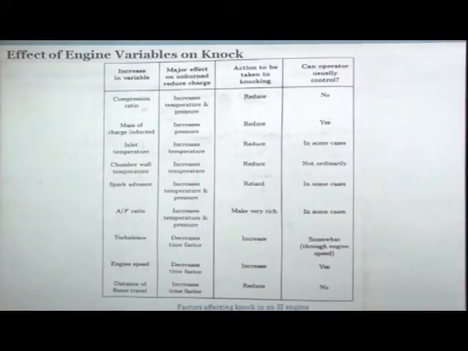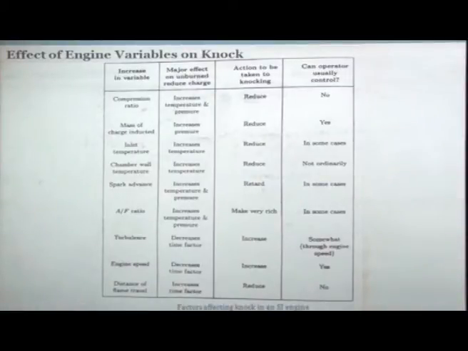Combustion chamber wall temperature. If it is high, then what happens? It will lead to increased temperature at the end of compression, and this will increase the chances of knocking. If you want to reduce it, you have to reduce the chamber wall temperature or coolant temperature. Normally the operator does not have any control. These are all autonomous systems.